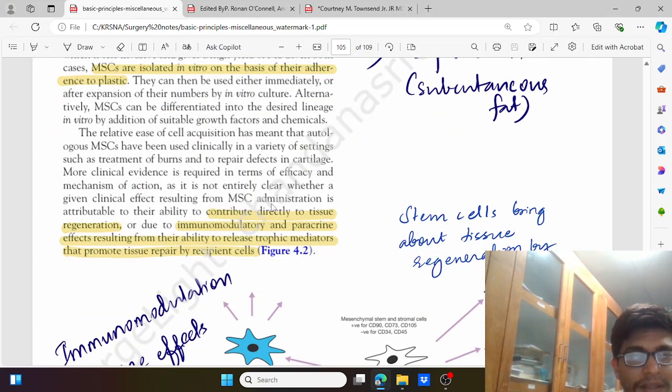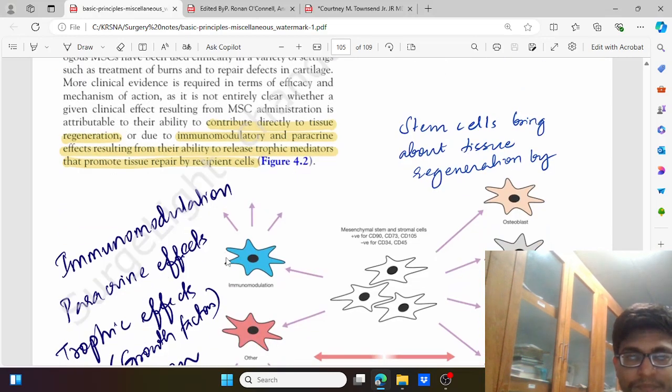So these can contribute to cell regeneration. Also, they can help in immunomodulatory and paracrine effects through their ability to release trophic mediators and help in tissue repair by the recipient cells.